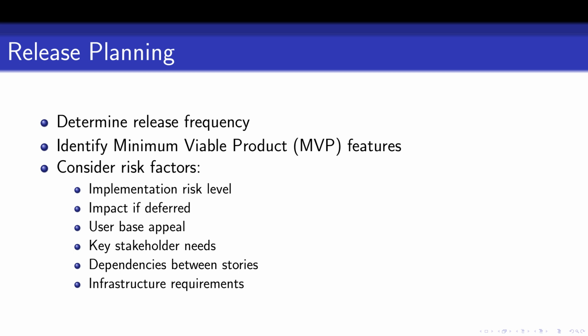Release planning revolves around delivering the minimum viable product, or MVP. This involves determining release frequency and identifying key features for the MVP. Teams must also consider risk factors, including technical challenges, stakeholder priorities, and dependencies between stories. Proper release planning ensures the product delivers value incrementally.